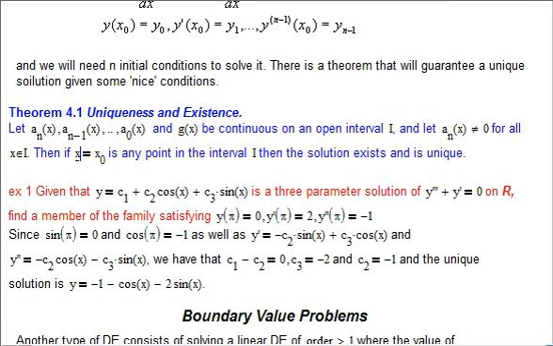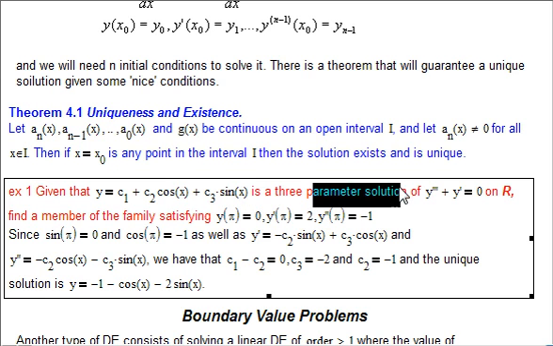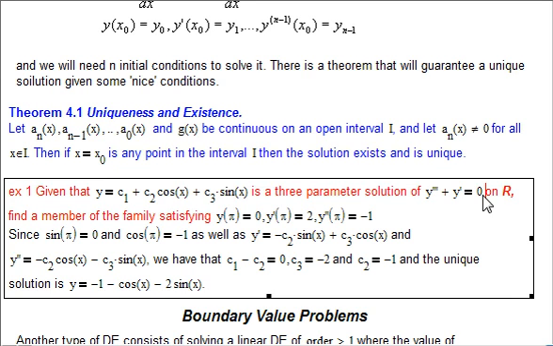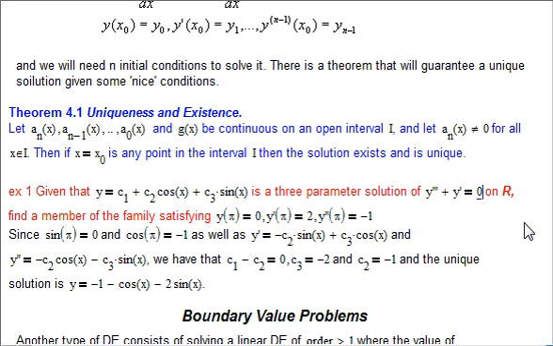So here's an example. Given that y equals c1 plus c2 cosine x plus c3 sine of x is a 3-parameter solution of, notice this is y triple prime plus y prime equals 0. So there are 3 derivatives in this equation. Therefore we will need 3 constants, c1, c2, c3. Find a member of this family satisfying these initial conditions: y of pi equals 0, y prime of pi equals 2, and y double prime of pi equals -1.